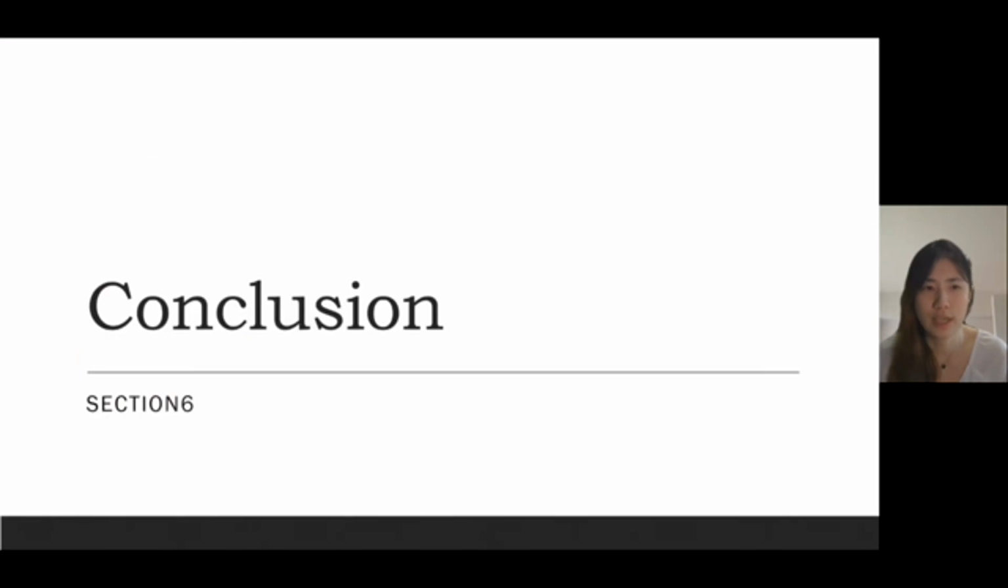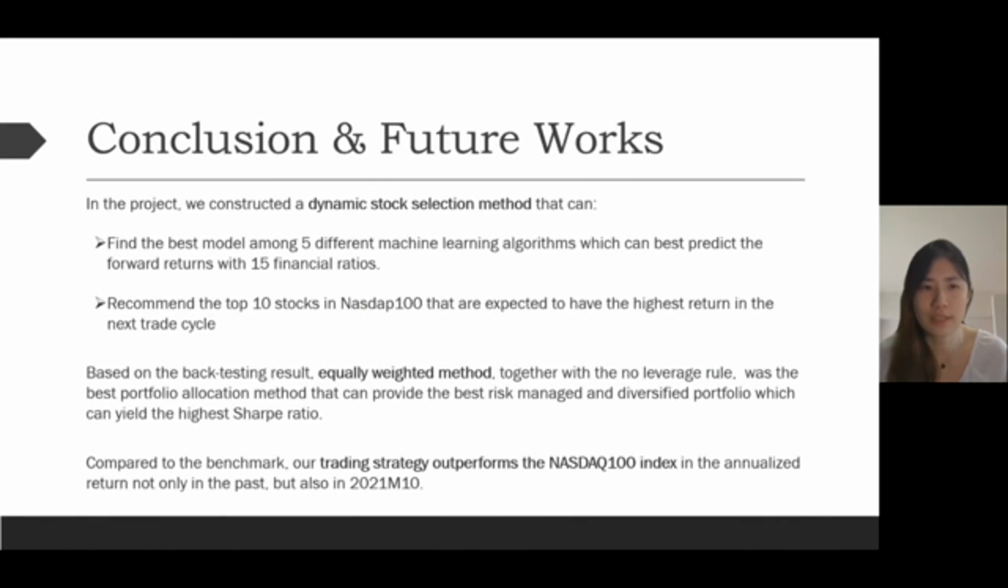Next, conclusion. In the project, we constructed a dynamic stock selection method that can find the best model among 5 different machine learning algorithms, which can best predict the forward returns with 50 financial ratios. Next, we recommend the top 10 stocks in Nasdaq 100 that are expected to have the highest return in the next trade cycle.